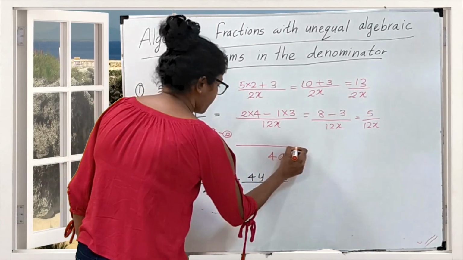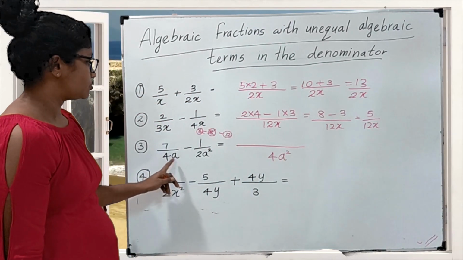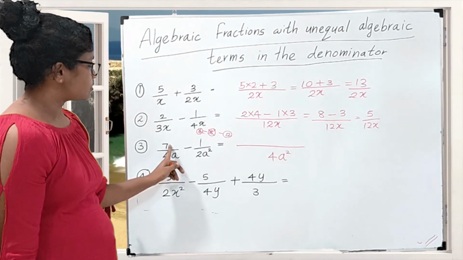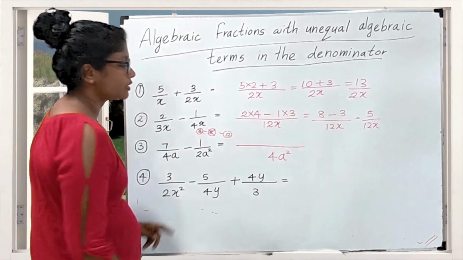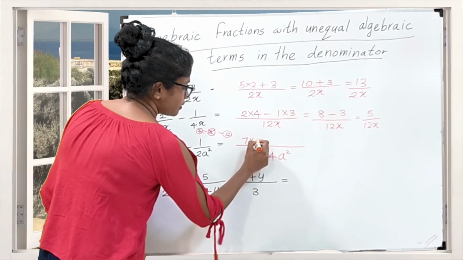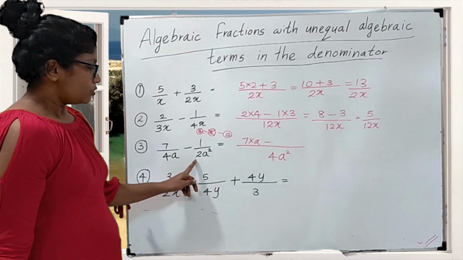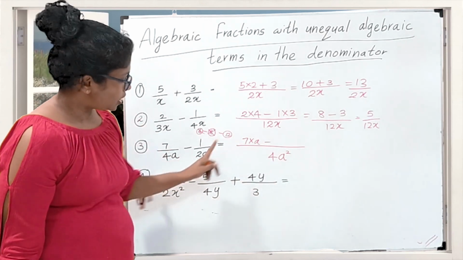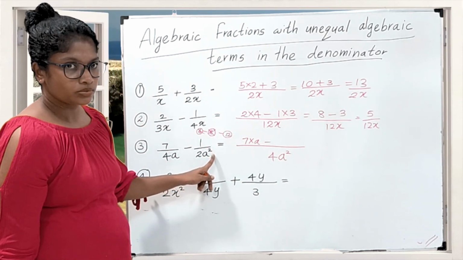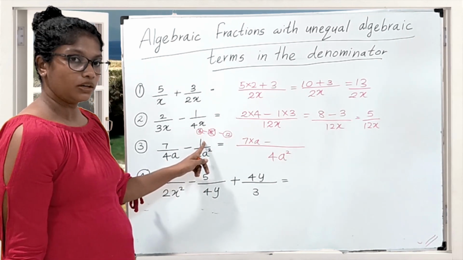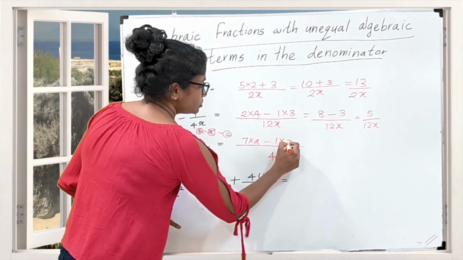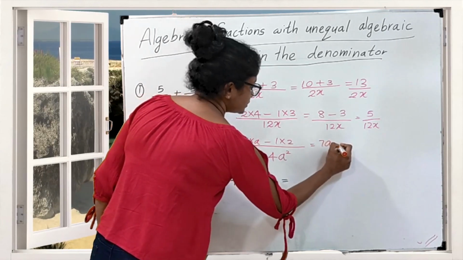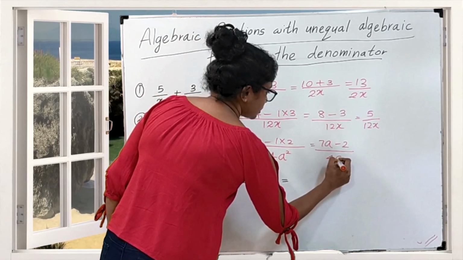So for 4a to become 4a squared, we multiply this by a. So 7 also multiplied by a. Minus 2a to the power 2. To get this value, we have to multiply this by 2. So we have to multiply this one also by 2. Then 7a minus 2 over 4a squared.